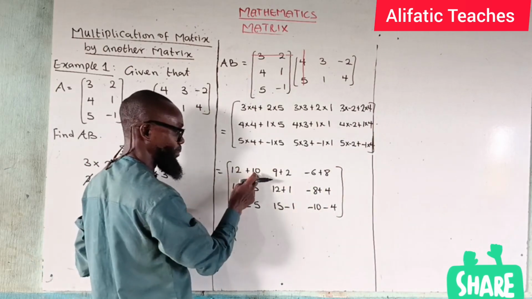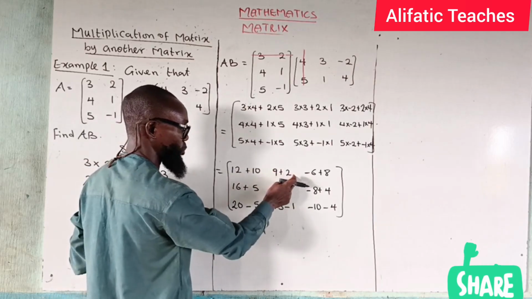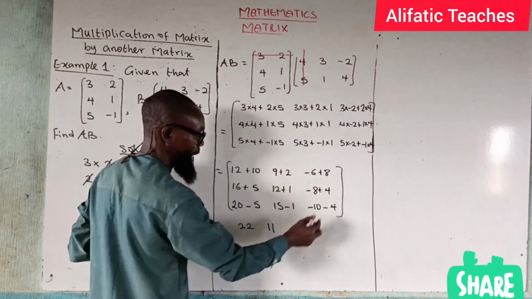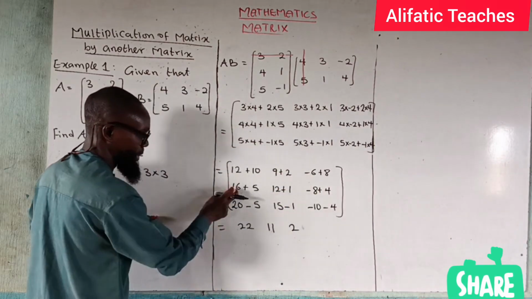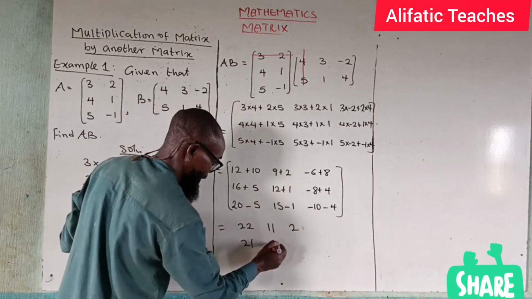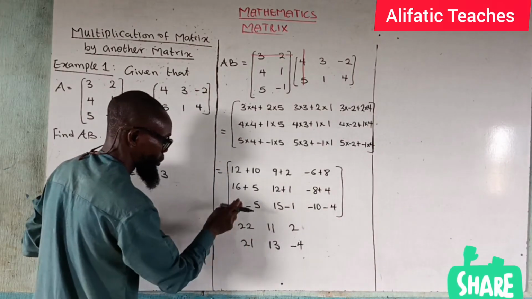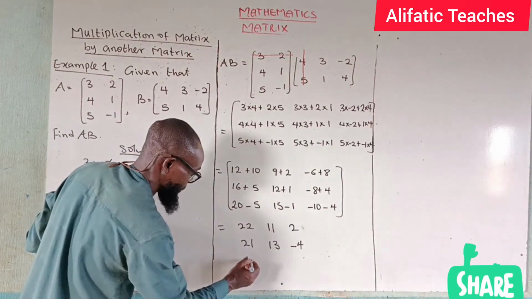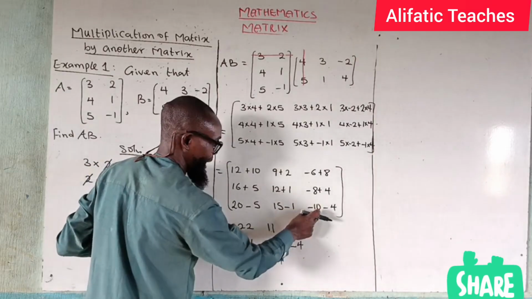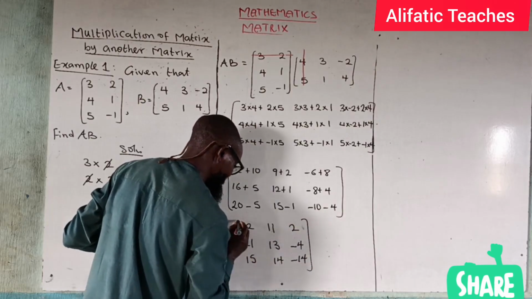So we now have 12 plus 10, we have 22. 9 plus 2, we have 11. Minus 6 plus 8, we have 2. 16 plus 5, 21. 12 plus 1, 13. Minus 8 plus 4, minus 4. 20 minus 5, that is 15. 15 minus 1, 14. Minus 10 minus 4, minus 14. This is our final answer.